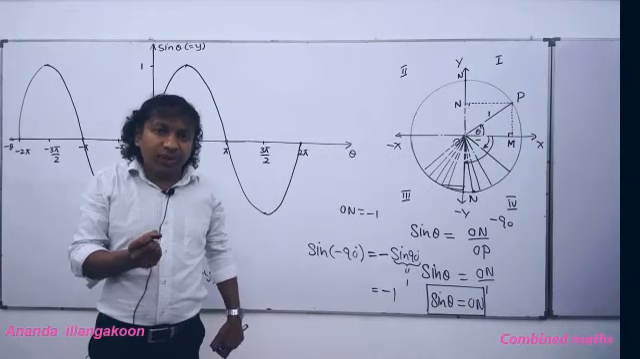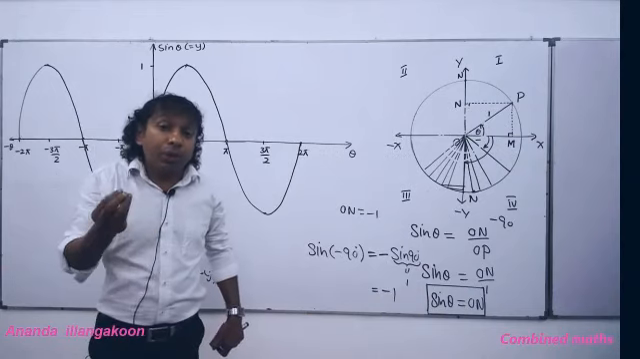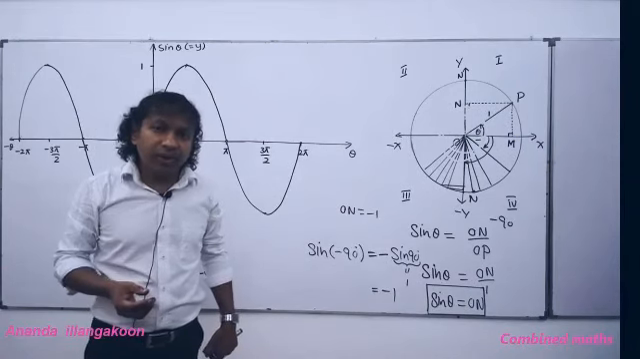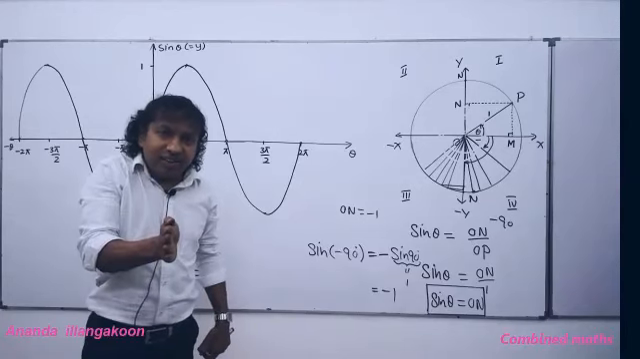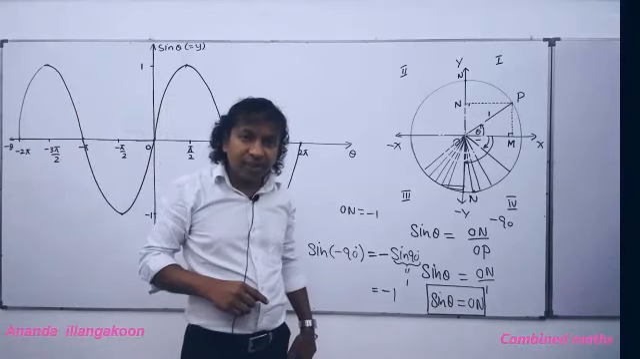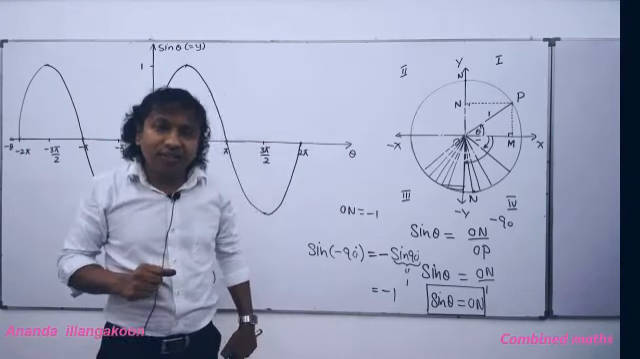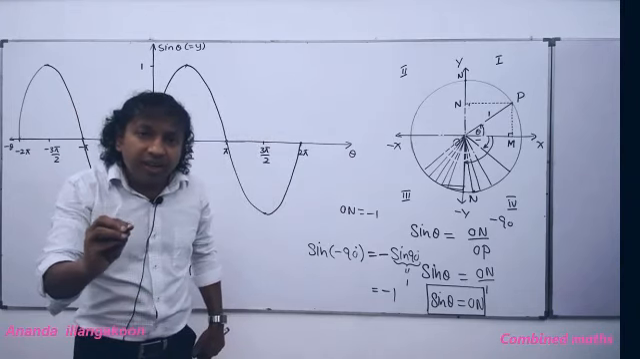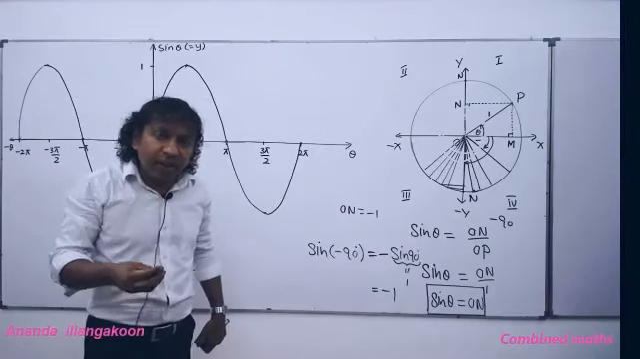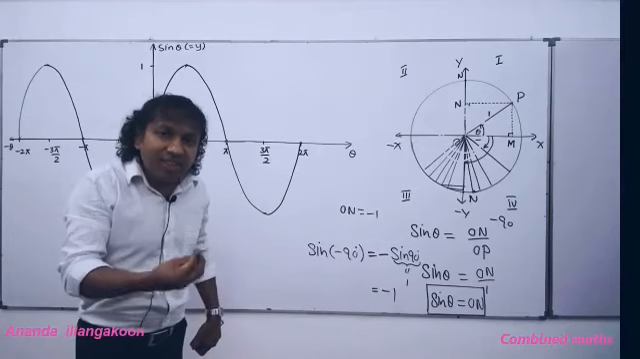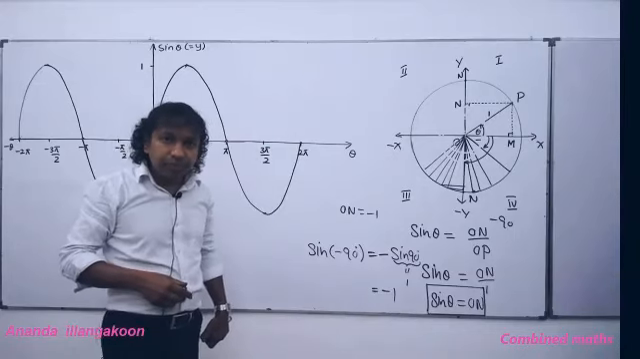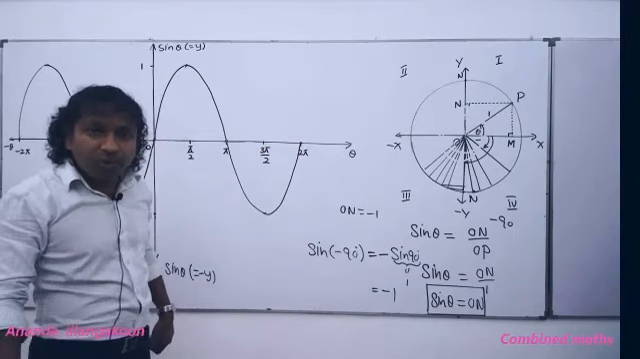This kind of property is called, people, periodical property. What is meant by periodical property? After every 360 angle, the previously obtained curve repeats. Understand? So therefore the sine theta graph has the period 2 pi, a 360 degree period. What is meant by that? After every 360 angle, the previous part we obtained as our graph will repeat. That is the periodical property.